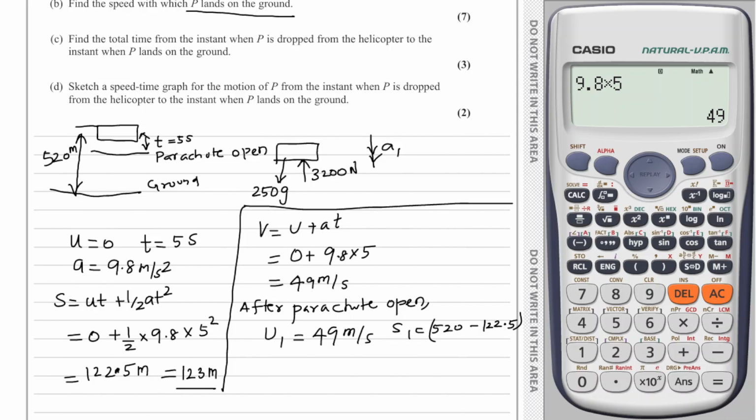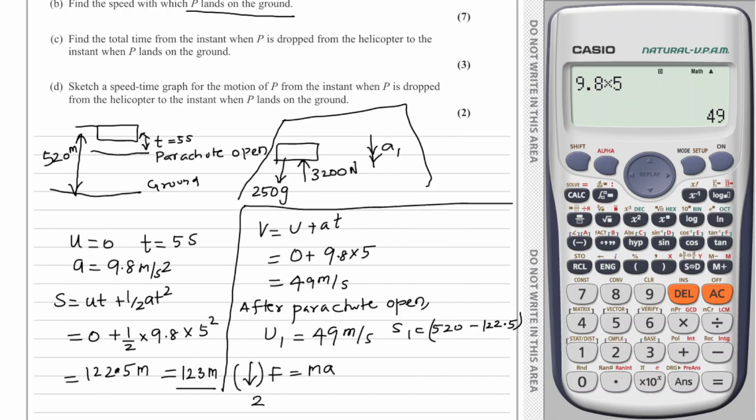So how to find the a value? Already we have the diagram like that. This is the diagram after the parachute opens. So the box has weight force, that is 250 g, and then a resistance force of 3200 Newton. It is moving downwards, so we can apply the downward directional forces as positive because it is moving down. Force is equal to mass multiplied by acceleration.